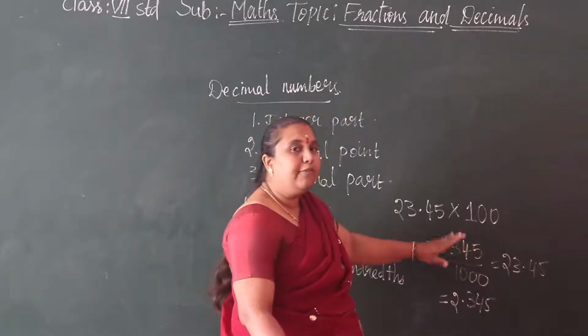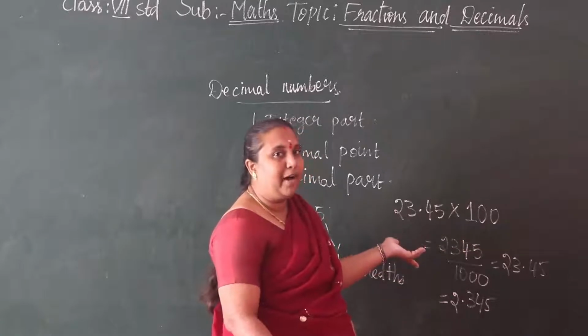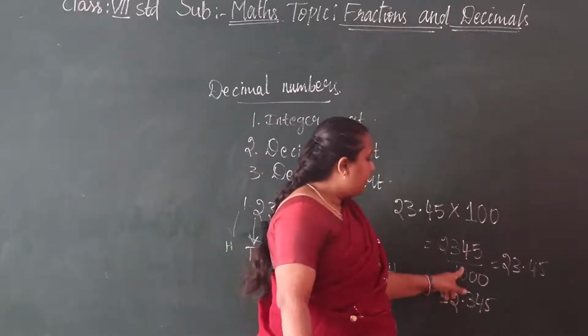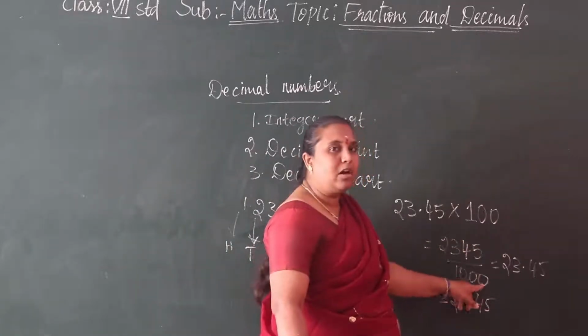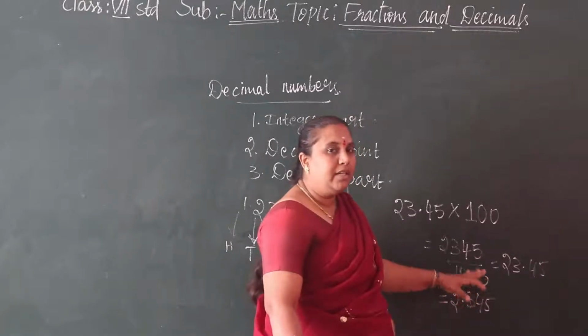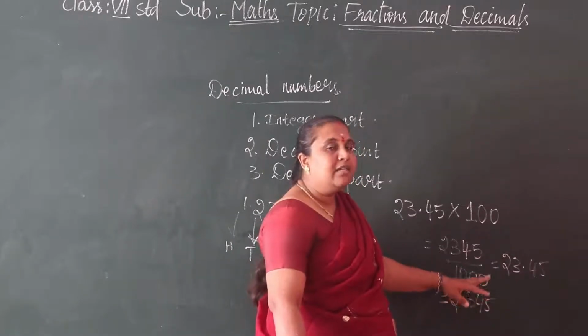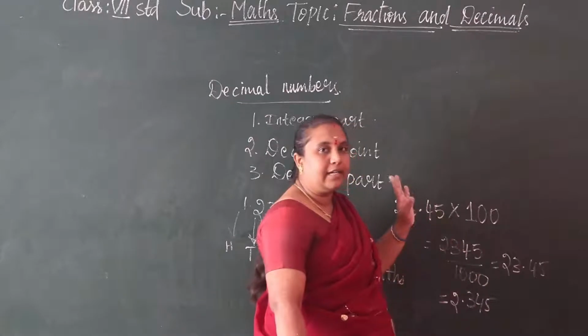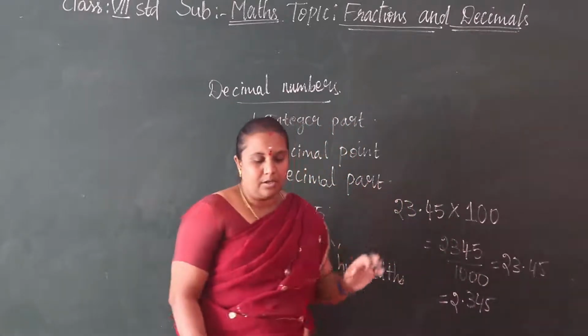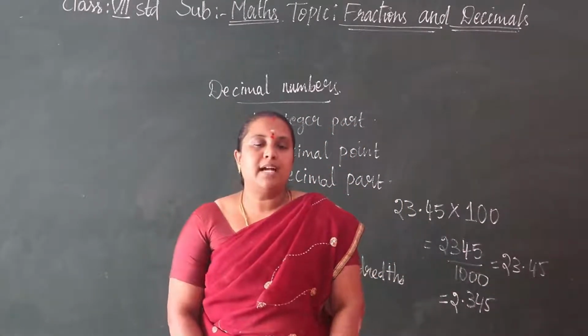Okay, so if we have to write it in decimal part, we have to divide it by 1000 or divide by 100. However many zeros we divide by, that many decimals we get here. Okay, understood children?